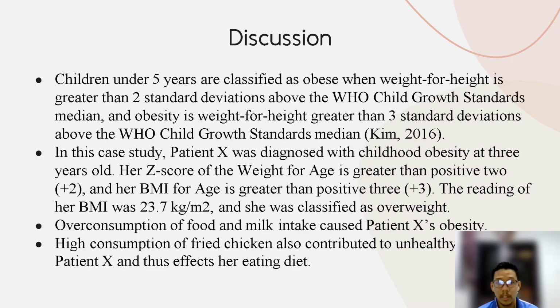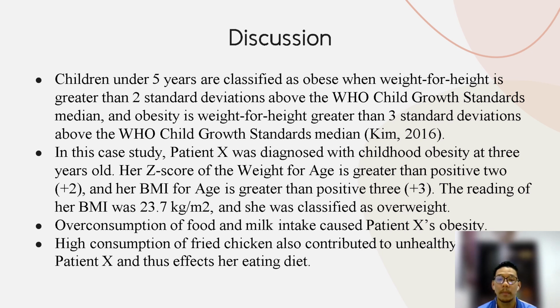As for the discussion, children under 5 years are classified as overweight when weight for height is greater than 2 standard deviations above the WHO Child Growth Standards median, and obese when weight for height is greater than 3 standard deviations above the WHO Child Growth Standards median, according to Kim in 2016. In this case study, patient X was diagnosed with childhood obesity at 3 years old. Her Z-score of the weight for age is greater than +2 and her BMI for age is greater than +3. The reading of her BMI was 23.7 and she was classified as overweight.